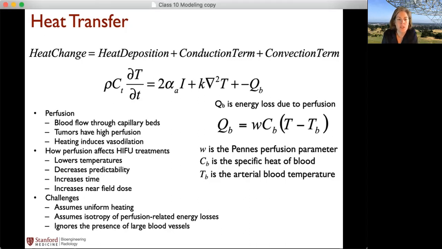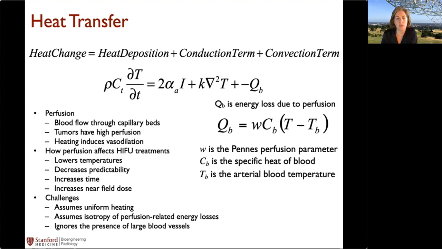Okay, so there are challenges. Of course, we're going to assume uniform heating, assume isotropy of perfusion-related energy losses, and ignore the presence of large blood vessels. A large blood vessel is going to be a huge heat sink. So it ignores all of those. But generally, this kind of works.